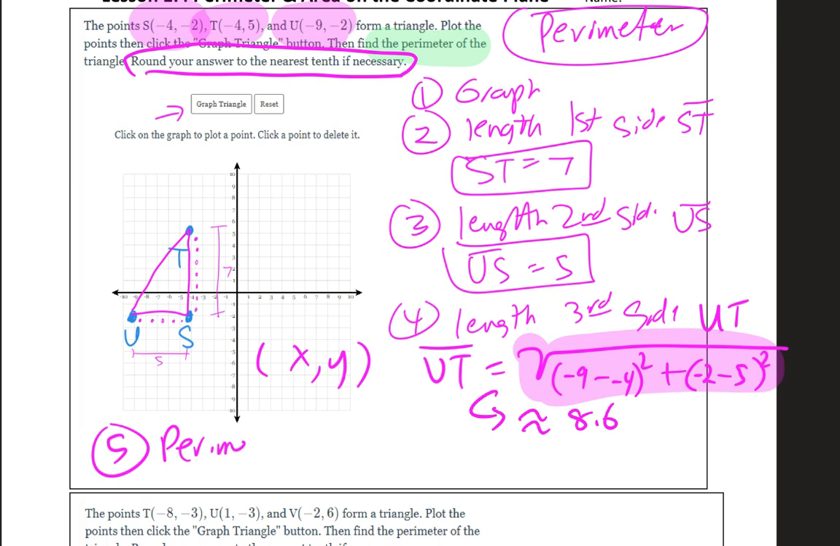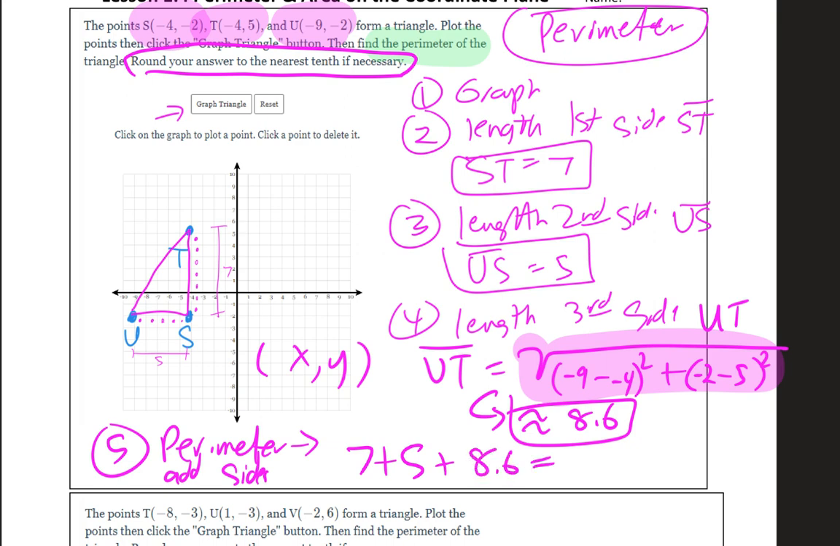Our last step is the perimeter, which is add all the sides, right? So the perimeter is going to be our first side of 7 plus our second side of 5 plus third side of 8.6. So we're going to say 7 plus 5 plus 8.6, which is equal to 20.6. We rounded to the nearest tenth, and that is our correct answer. So that's what we want to do: round to the nearest tenth and then just add up all of our sides.